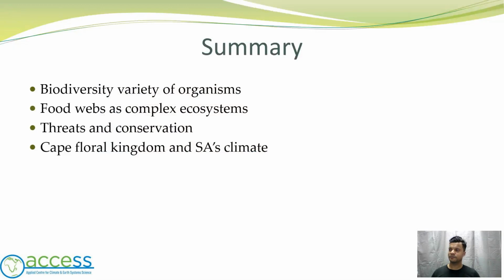So to summarize, in this talk we learned that biodiversity is the variety of organisms which form part of a complex ecosystem that contains food chains, food webs, and food pyramids. There are many threats to biodiversity, such as pollution and deforestation. These threats need to be properly mitigated to conserve South Africa's highly diverse environment. Hence, the need to protect our indigenous Cape Floral Kingdom is imperative. In the next talk, you will learn about biochemical cycles and how nutrients are recycled through the Earth's system.